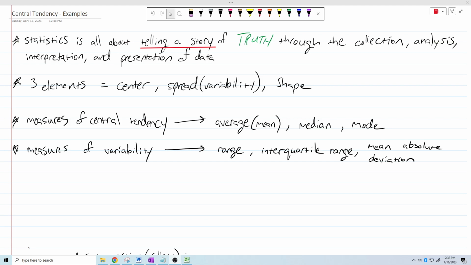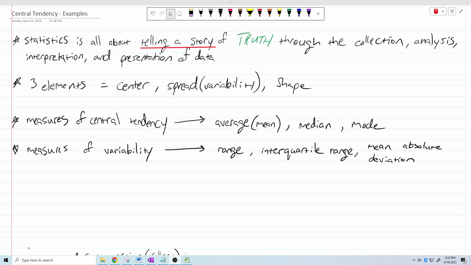Every good story, including the story of statistics, has three key elements: center, spread, and shape. We can use math to calculate the center and the spread, which when we present and create into a visualization will give us shape. When we have all three elements together, boom, that's our statistical story.